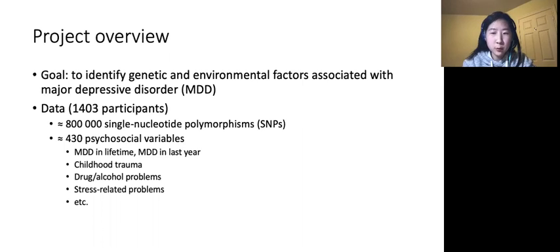We had data from a cohort of 1,403 participants, and the data included information on single nucleotide polymorphisms, or SNPs, and psychosocial variables from a questionnaire that the participants completed. These included information about MDD in lifetime, MDD in the last year, childhood trauma, drug or alcohol problems, and many others.